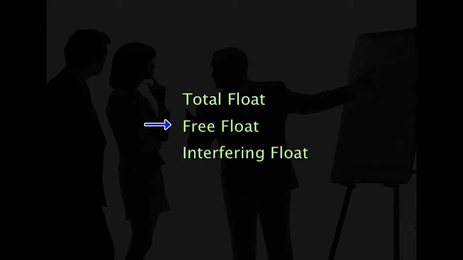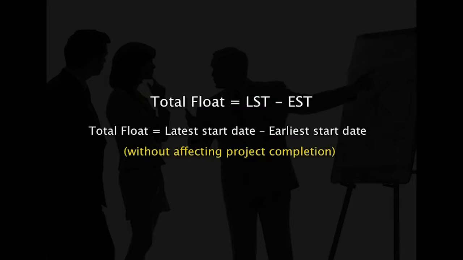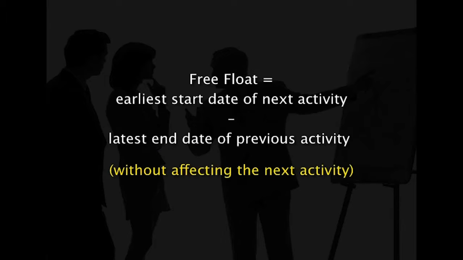There are 3 types of floats: total float, free float, interfering float. Total float is calculated as LST minus EST, that is latest start date minus earliest start date. It is without affecting project completion. Free float, it is calculating earliest start date of next activity minus latest end date of previous activity. It is without affecting the next activity.